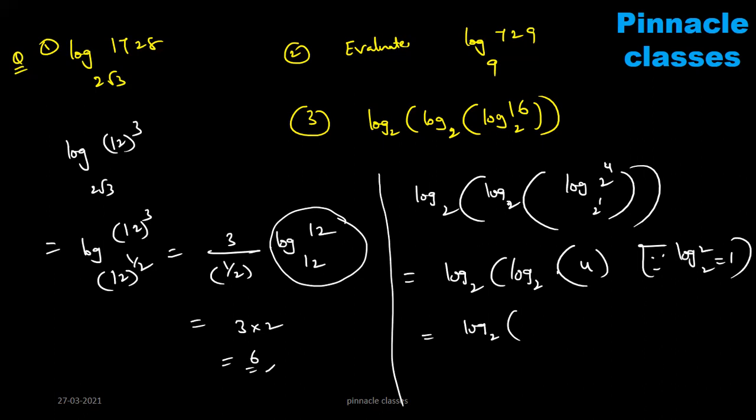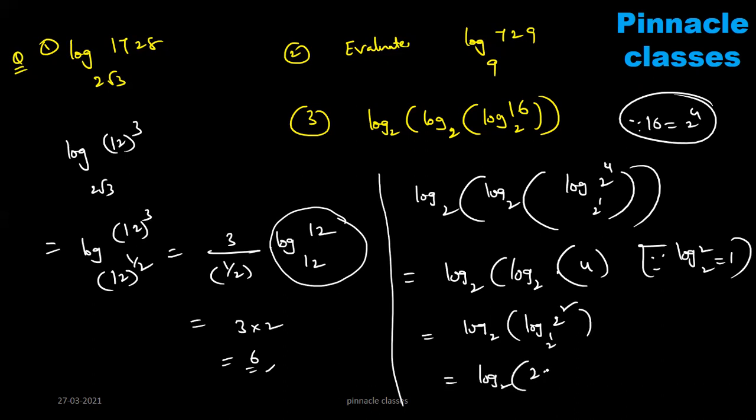16 means you can write now. So log 4, how do we write it? Log 2 square to the base 2, power 1. So how much is coming? 2 into 1. Log 2 to the base 2 is how much? 1. So finally the answer is coming 1. That's what I'm saying. Practice is required.